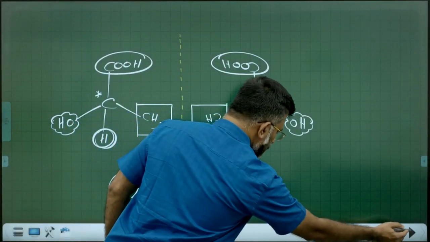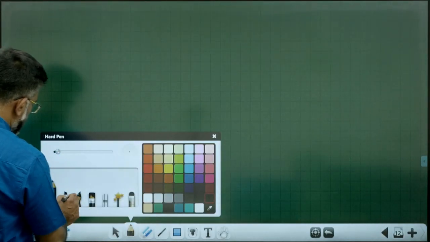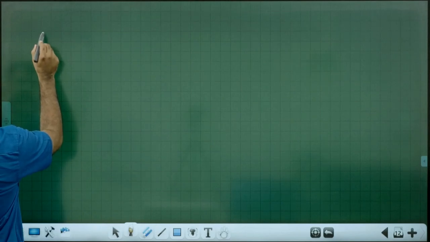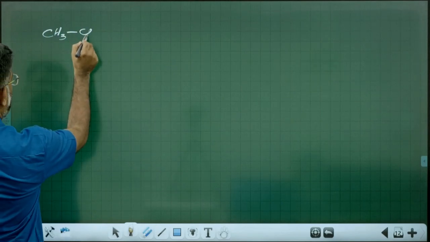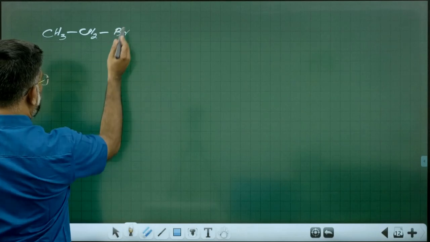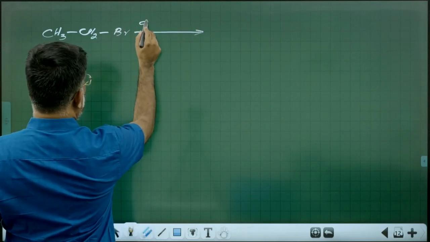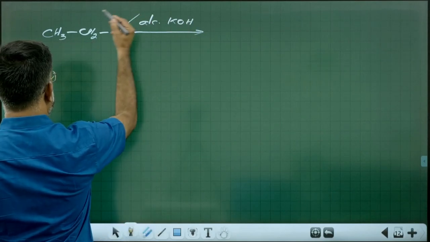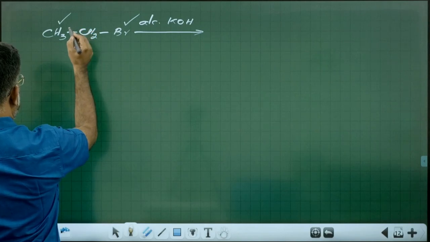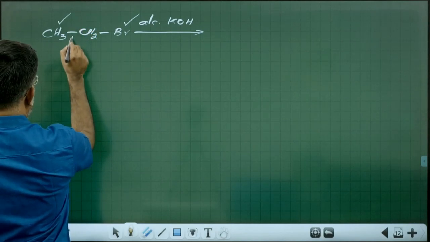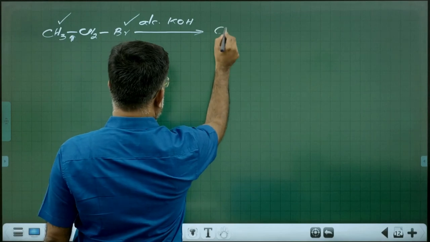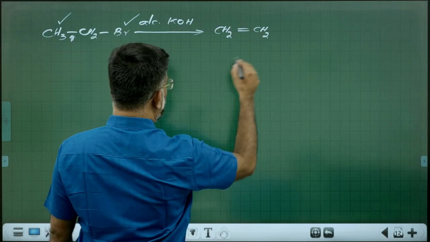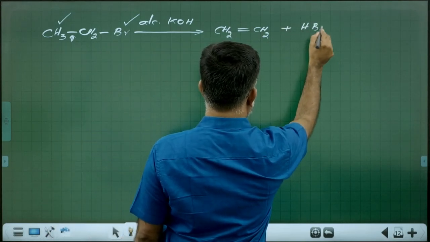Let us talk about the elimination reaction involved in alkyl halides. If you take an alkyl halide, CH3CH2Br, when treated with an alcoholic solution of KOH, you can see this bromine and one of the hydrogen atoms from here will be removed and you get a double bond over here. You get CH2=CH2 plus HBr.